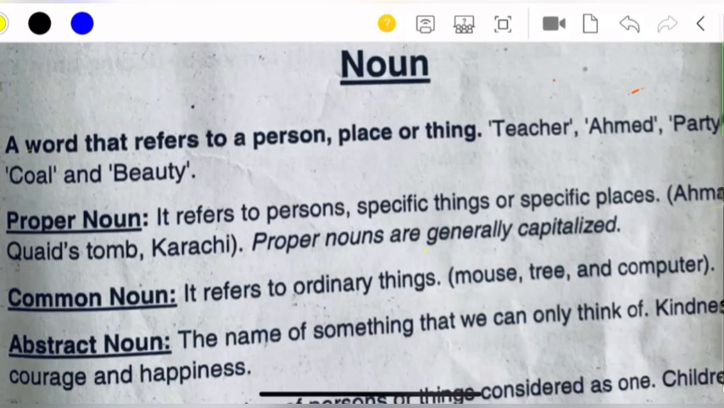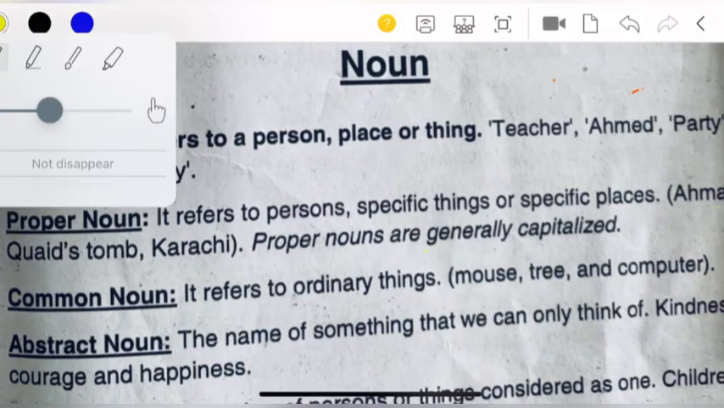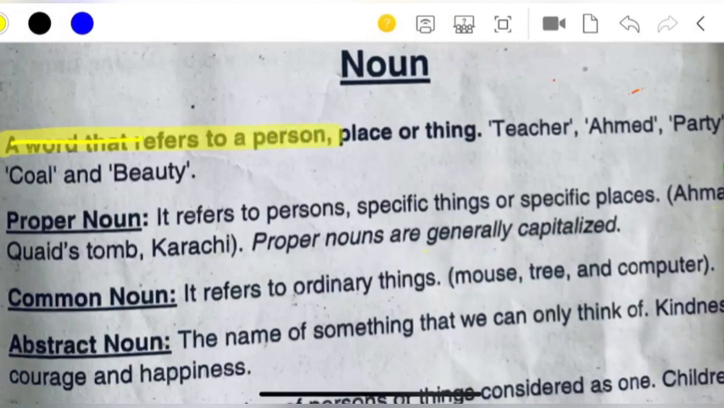Noun is actually a word that refers, let me highlight it first so that you get the exact idea where I am reading. A word that refers to a person, place or thing is called noun. A word that refers to a person, like teacher and Ahmed. A word that refers to a place, like party, school. And a word that refers to a thing, like beauty. All these things are included in the category of noun.